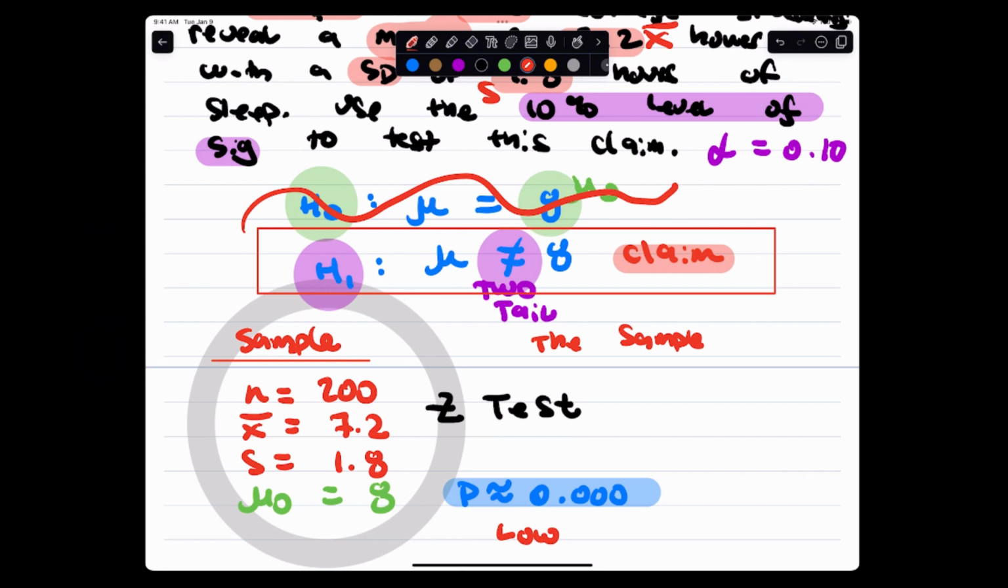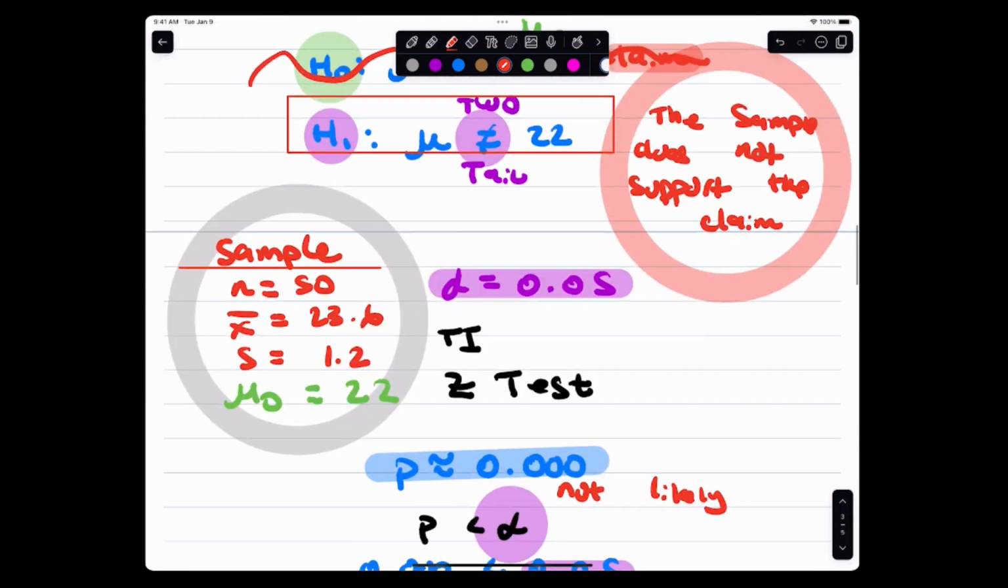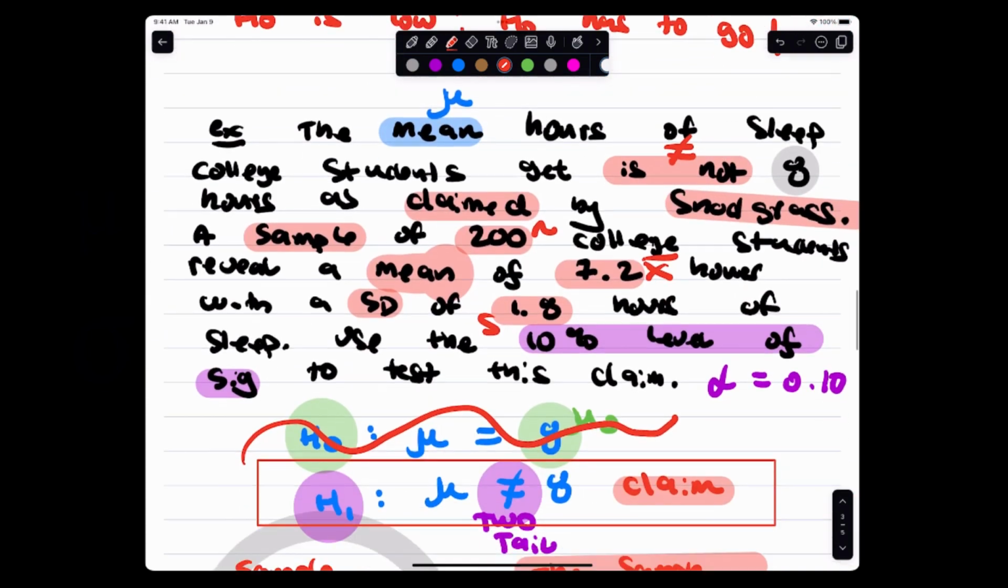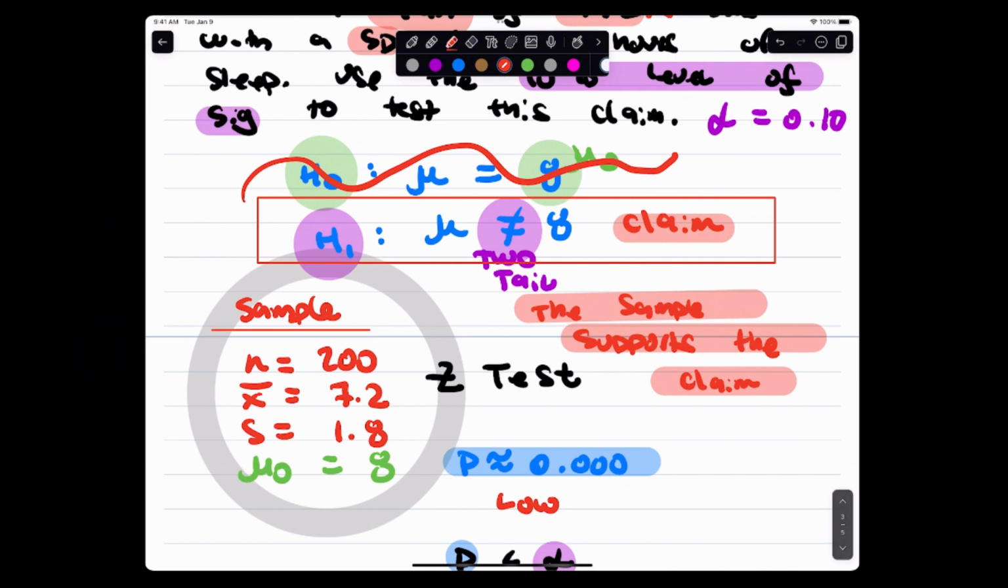Does your sample support the claim, or does the sample not support the claim? Are you hugging the claim? If you're hugging the claim, then the sample supports the claim, because you are hugging the claim. If you crossed out the claim, the sample does not support the claim. If you hug the claim, the sample supports the claim. Notice up here, you crossed out the claim, so the sample does not support the claim. Here, hugging the claim, the sample supports the claim. What do you guys think? Is that okay?